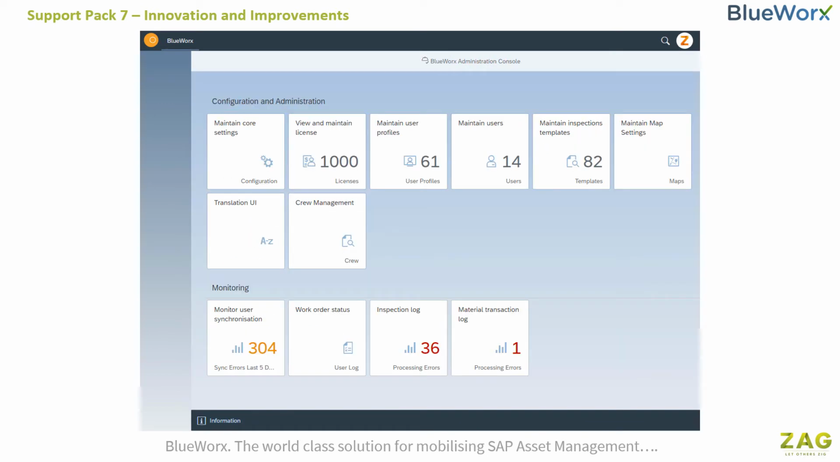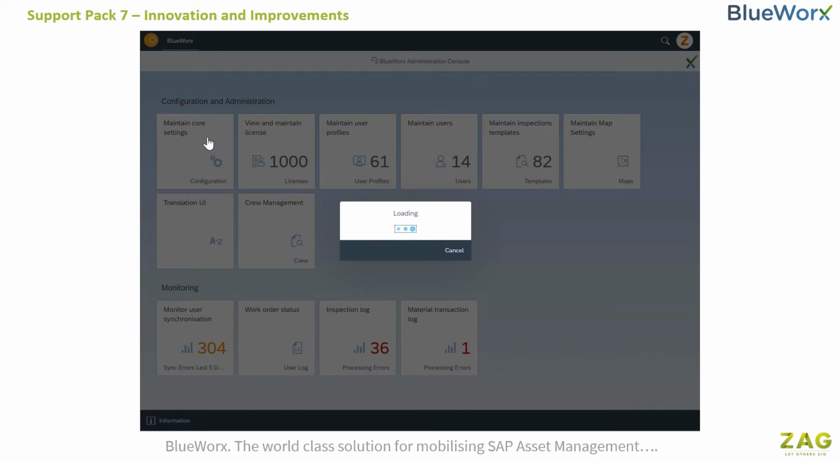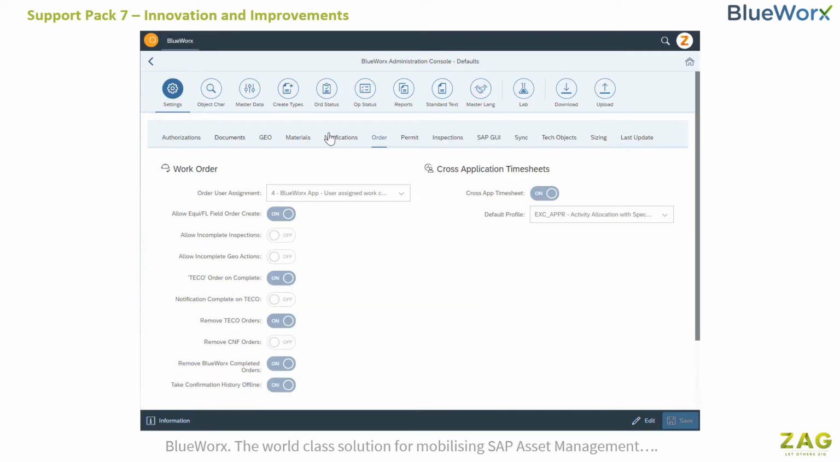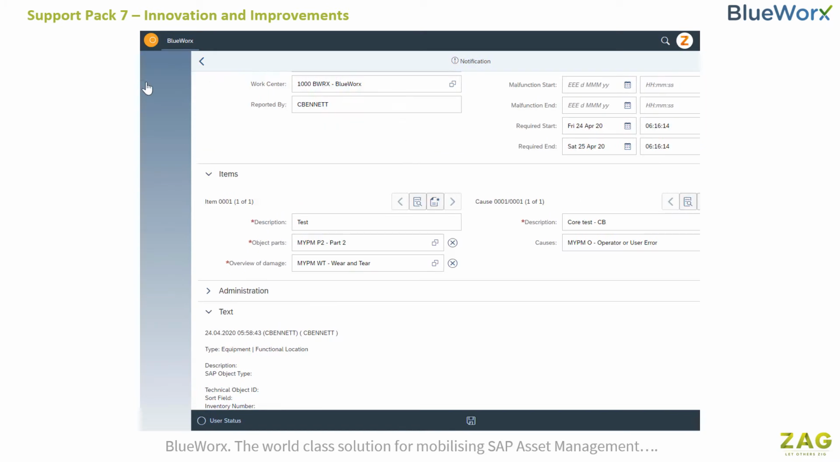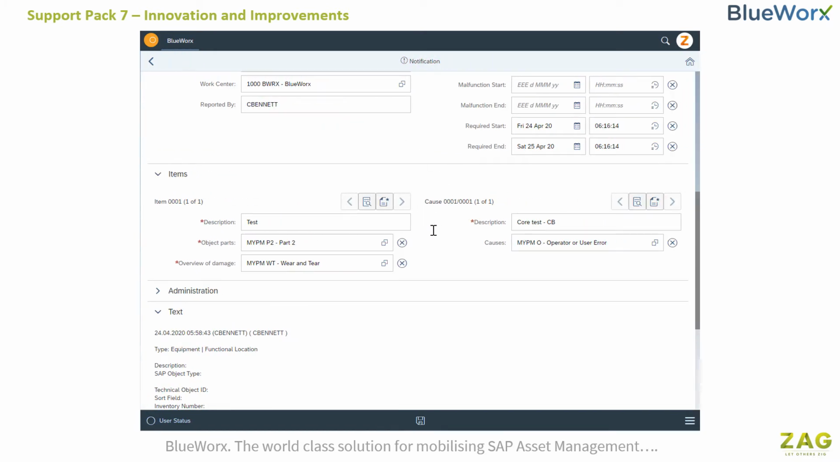So I'm just going to swap across to the administration, go into the core settings, go into notifications, and this item block setting is showing the item block and the causes, and then down to the left there's mandatory. You can make the item, cause, and even activity and tasks mandatory in those. So that's one of the changes that got asked for by the customer.